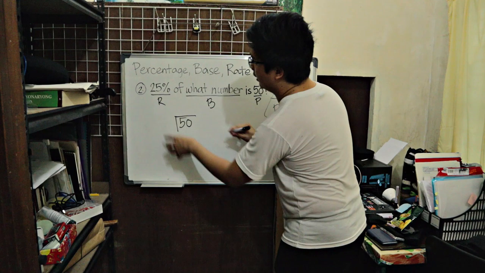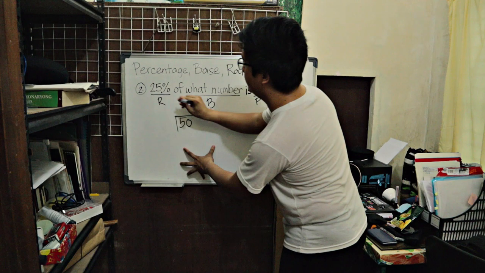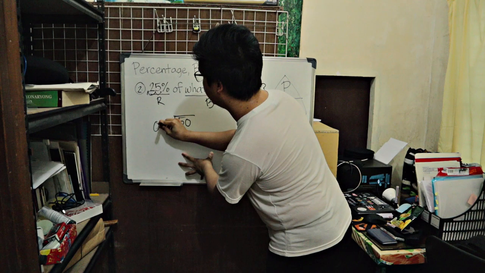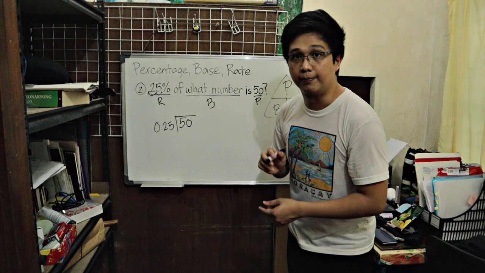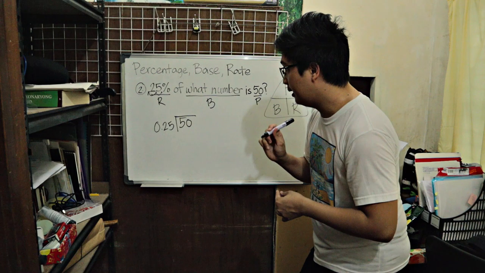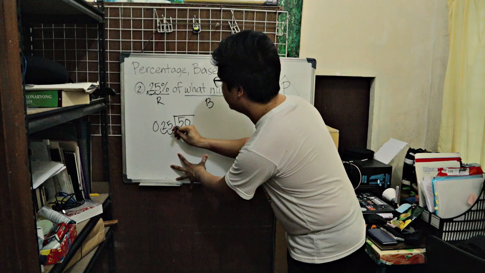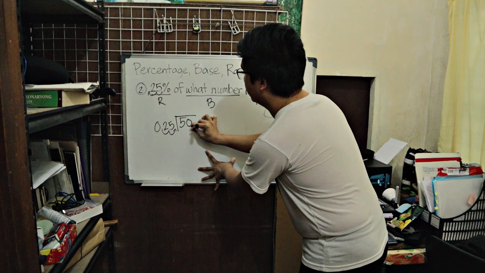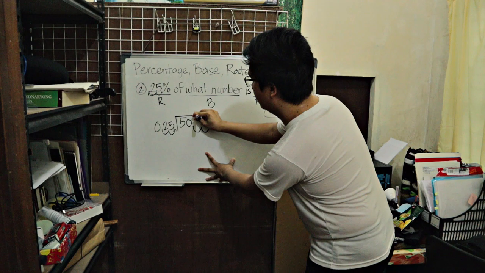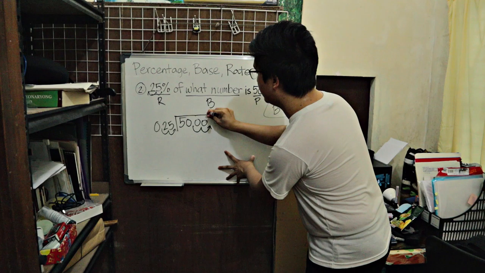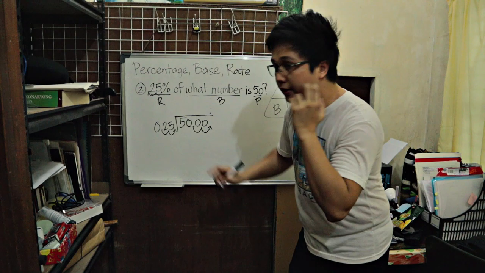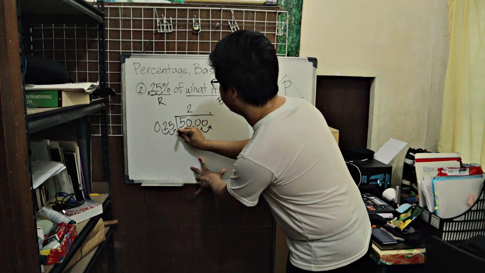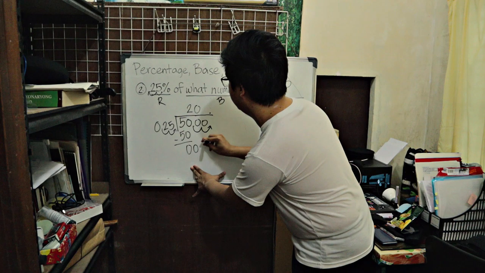25% in decimal form: we move the decimal point two places to the left, 1, 2, so it is 0.25. That is the decimal form of 25%. How do we divide decimals? We move the decimal point to the right, depending on the number of decimal places. So we move 2 decimal places to the right in the divisor. We will also do the same here in the dividend. The decimal point is now over here. So 50 divided by 25, that is 2. 2 times 25, that is 50. Subtract, 0, 0, 0.